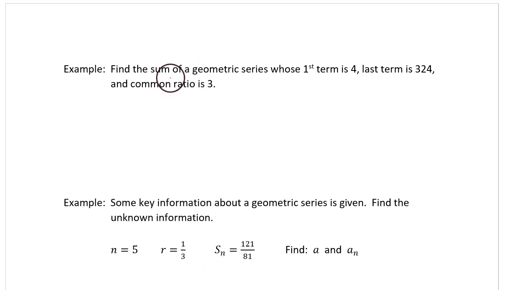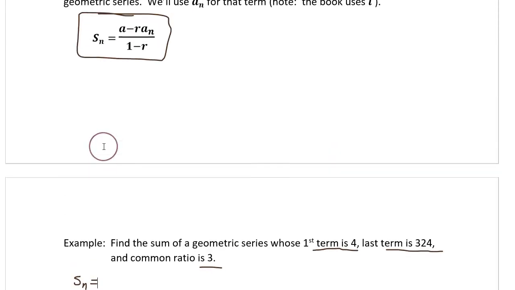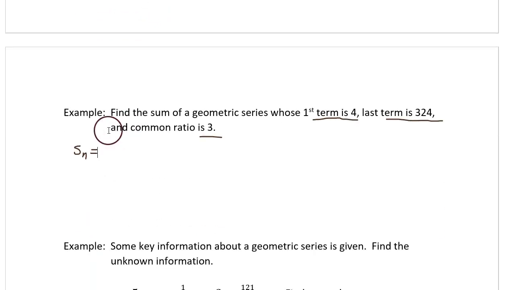Here's an example. Find the sum of a geometric series whose first term is 4, last term is 324, and common ratio is 3. In this example, we know the first term and the last term. So let's use the sum formula that used that information. If we scroll back just a little bit, we can see it. A minus r times a sub n divided by 1 minus r.